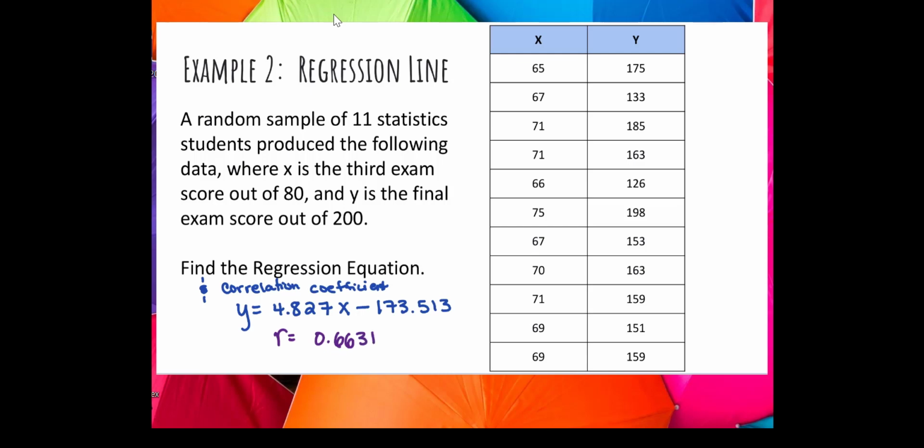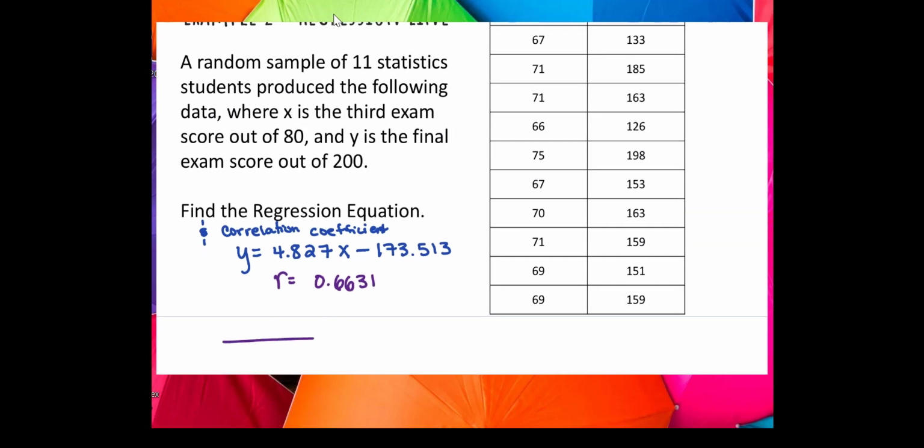0.6631. All right, so if we were looking at a number line, here is 0, here is 1, here is negative 1. 0.66 falls a little over halfway. Not quite, not exactly halfway, a little more than halfway between 0 and 1. So I wouldn't necessarily say that this is a strong correlation. It is a positive correlation, though. So I would say it has a positive linear correlation.